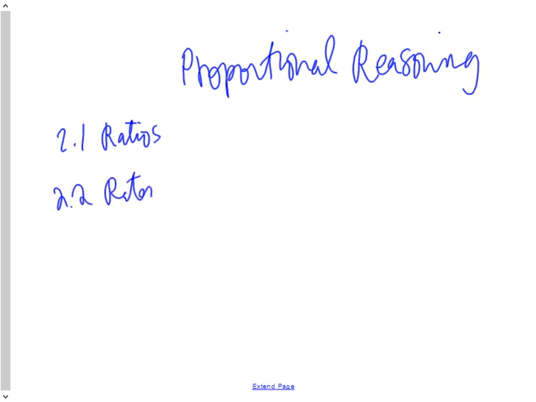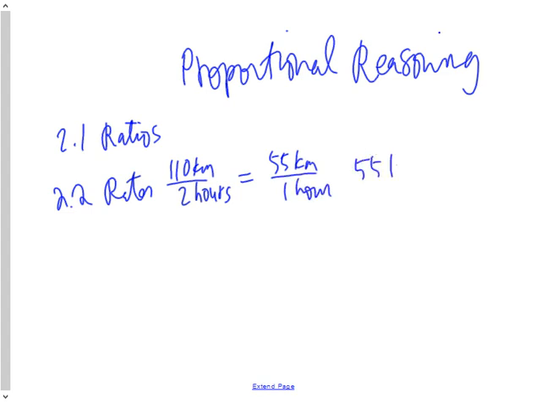For example, the Orca could travel 110 kilometers in 2 hours. That was a rate of speed. And a unit rate of speed would have been 55 kilometers per hour. So this is a rate, and this would be a unit rate, where the second term was 1.